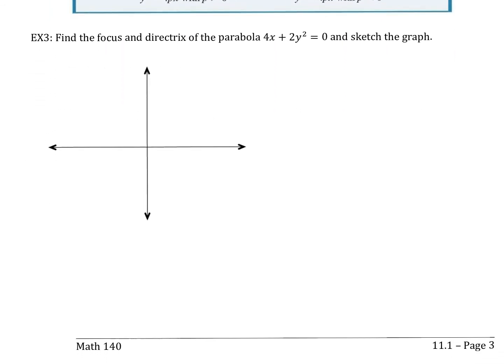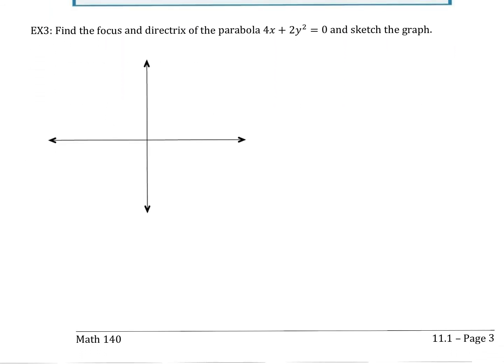Now let's take a look at example 3. Find the focus and directrix of the parabola 4x plus 2y squared equals 0, and sketch the graph. First thing to ask myself: is this a parabola opening up and down, or is this a parabola opening left and right? Which one is it? Well, how would we know? On the exam, more than likely I'm not going to tell you outright. So how would you know?